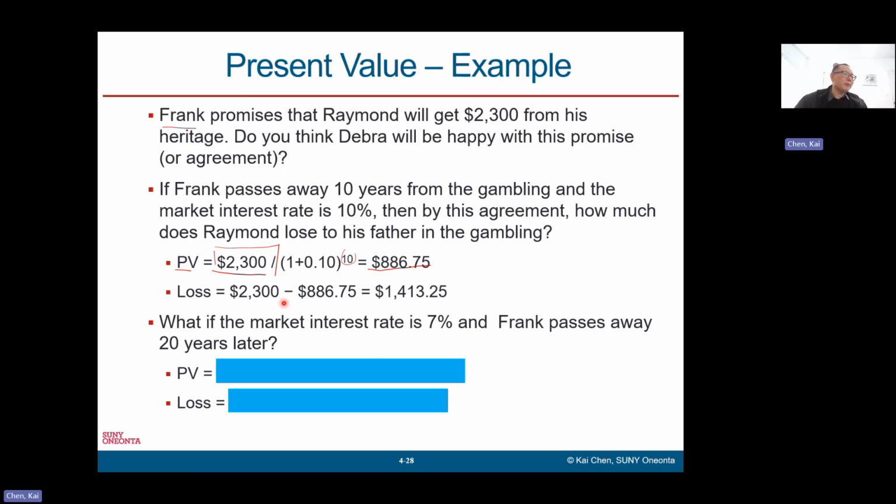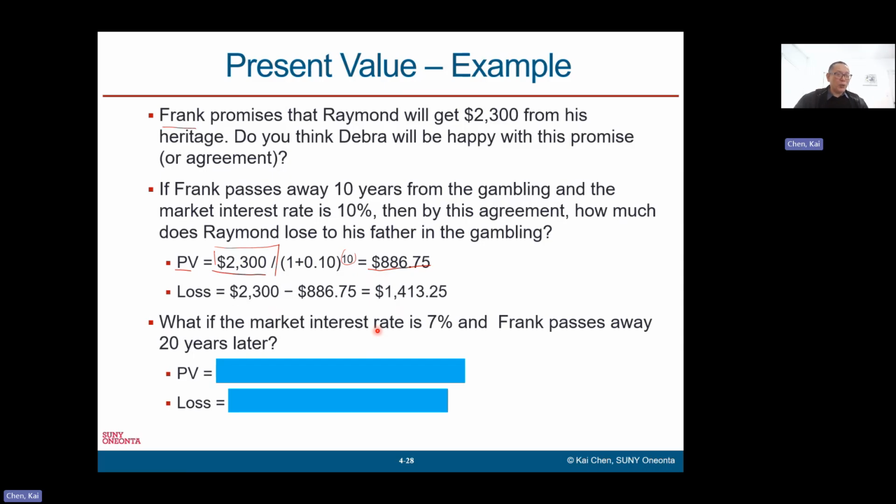Under this background, we're going to practice the second question. The second question is the same. We are going to use the present value formula with different numbers. What if the market interest rate is 7% and Frank passes away 20 years later? In this case, the R and T have changed.